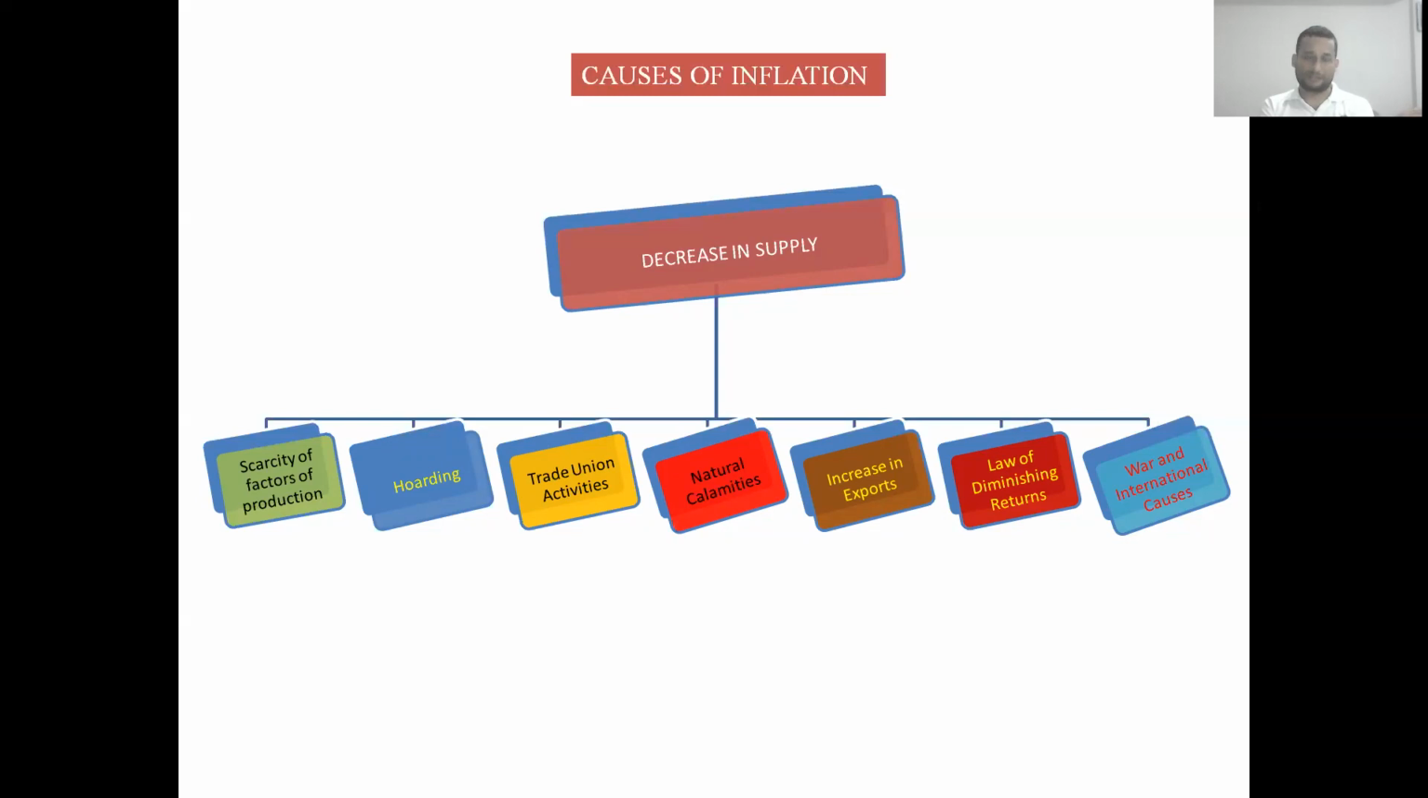more variable factors to increase production in the short run with the fixed factors, then the productivity of the variable factors will definitely be decreased as per the law of diminishing returns.